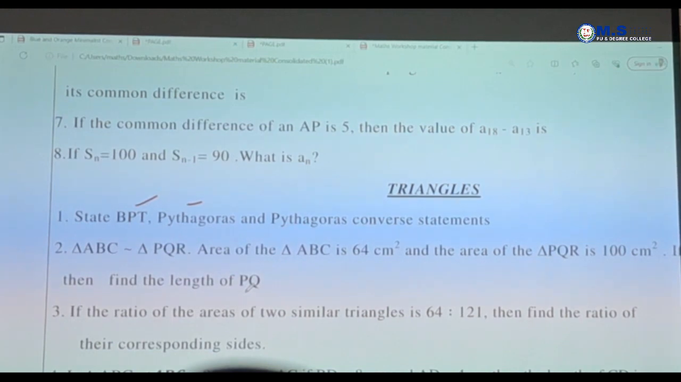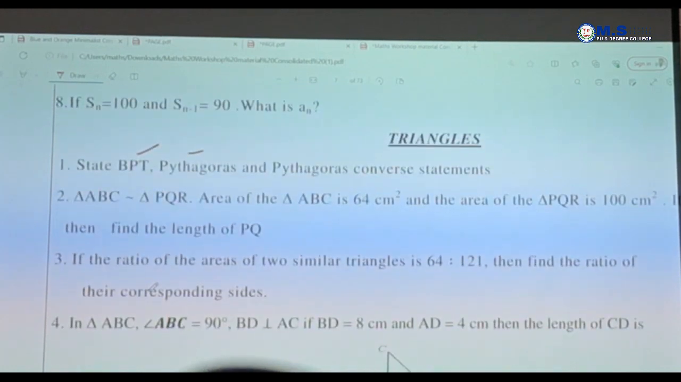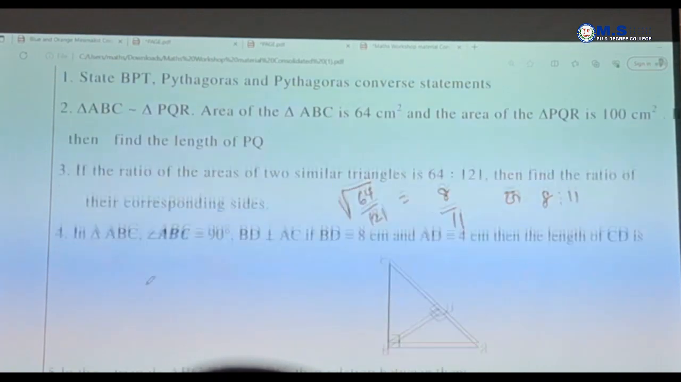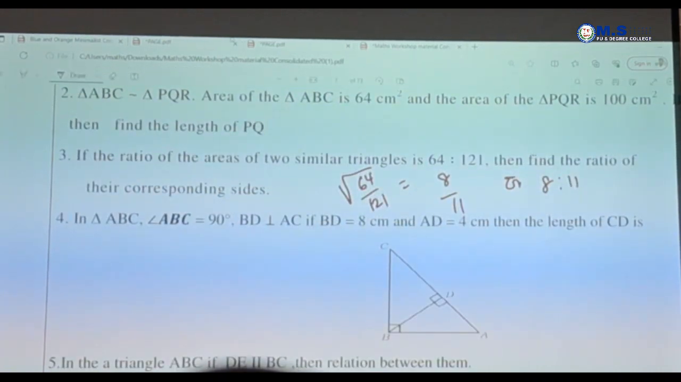Can you try the next question? If the ratio of the areas of two similar triangles is 64:121, what will be the ratio of the corresponding sides? Just take the square root of 64/121, you get 8/11 or 8:11. Any doubt based on this concept?